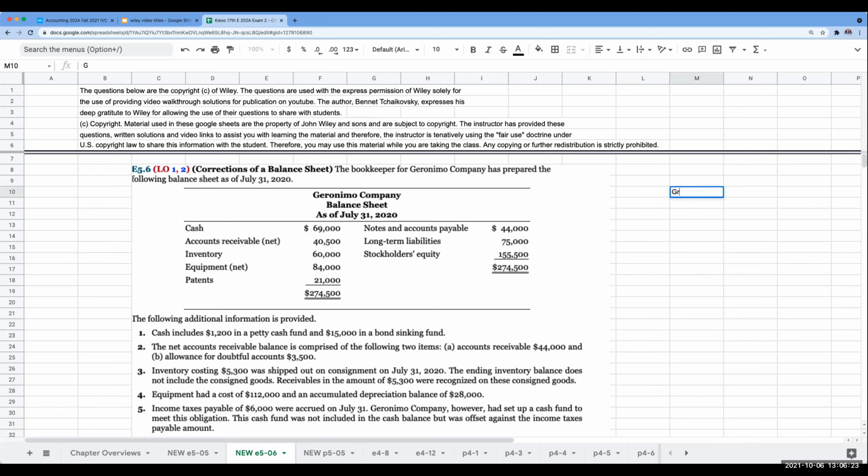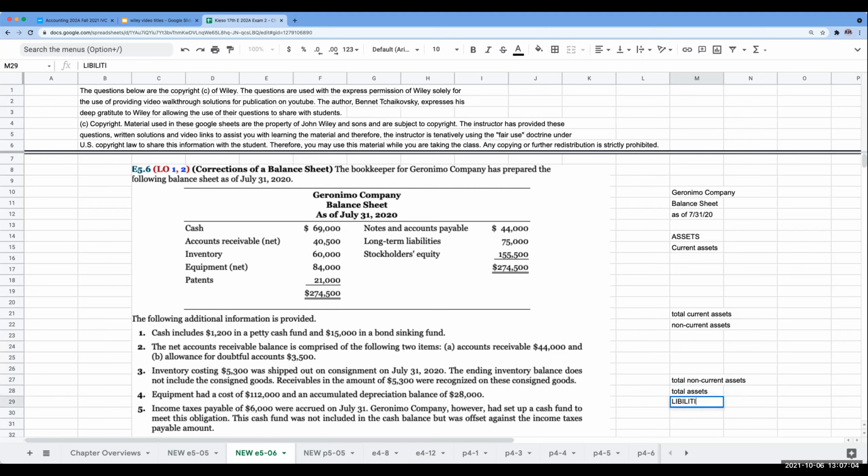So we have Geronimo Company balance sheet as of 7/31/2020. When I'm doing a classified balance sheet, I'm going to have assets, and I'm going to separate these into two different categories: current assets, and then non-current assets. And this is going to give me my total assets.